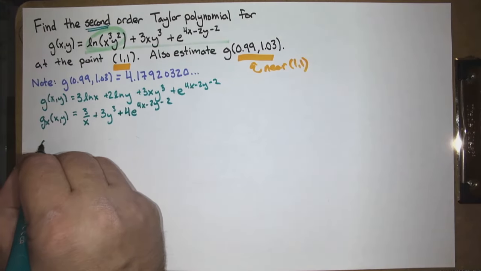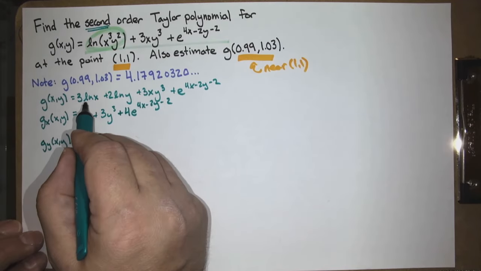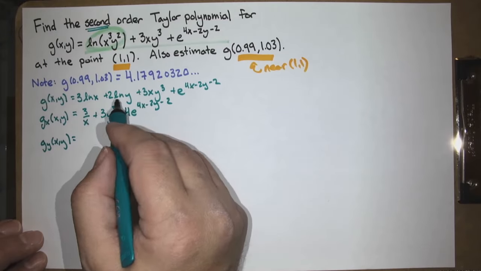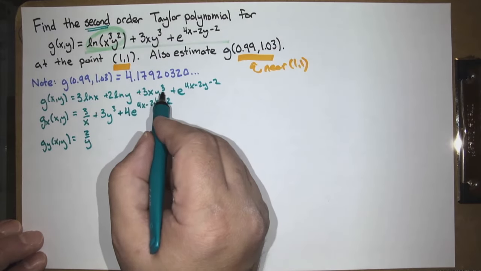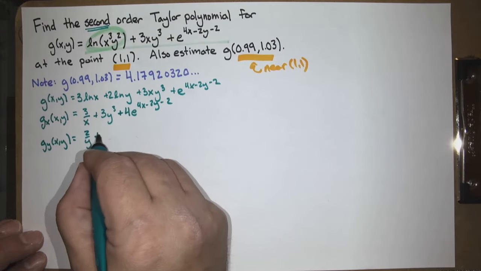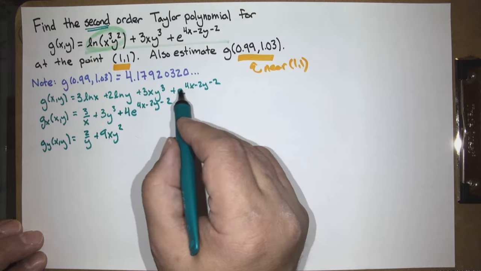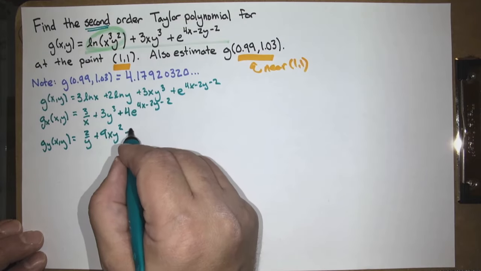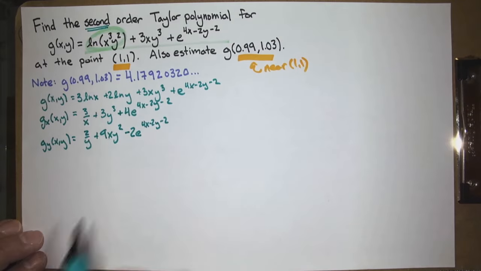Similar, we do g sub y. There's no y in the 3 log x. The derivative of 2 log y is 2 over y. For the derivative of 3xy cubed, the 3x is a constant. So 3 will come down, making it 9xy squared. And again, chain rule, we'll bring a minus 2 down. So minus 2e to the 4x minus 2y minus 2.